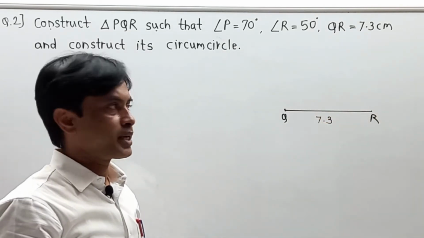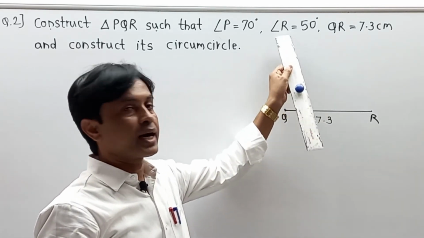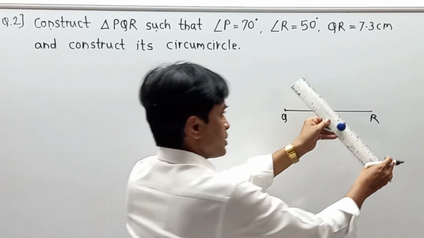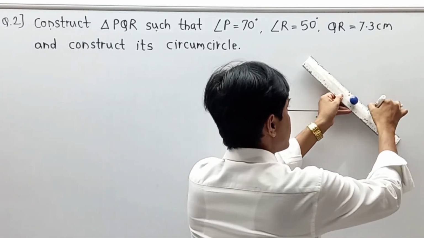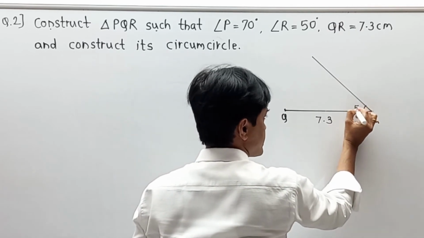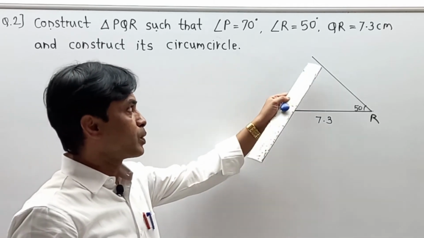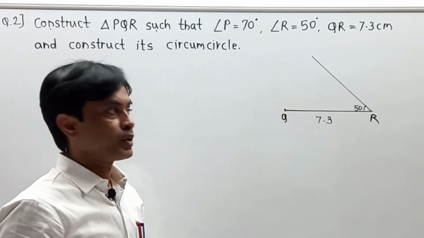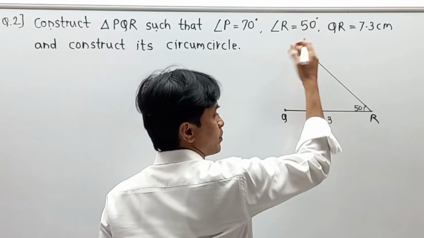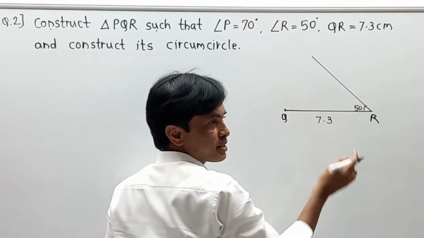Now, QR is equal to 7.3 centimeters, and angle R is 50 degrees, we know very well, so we can draw it very easily. But now the problem starts over here. Which is the location of point P? We don't know, because from R to P we don't know the distance. But we know angle P is 70 degrees.